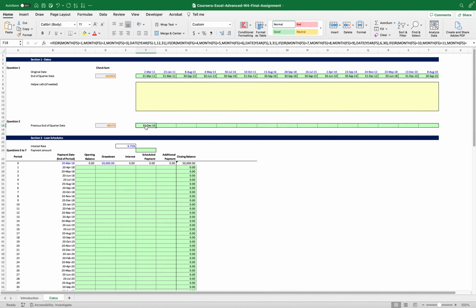And as you can see, we went to the prior quarter. This is the first quarter, and this is the prior. Now our second answer is 160876.